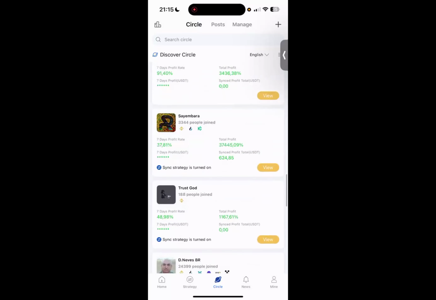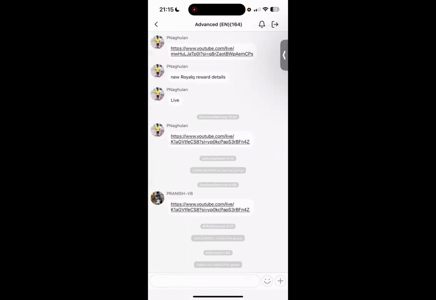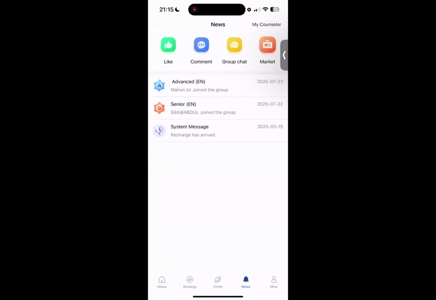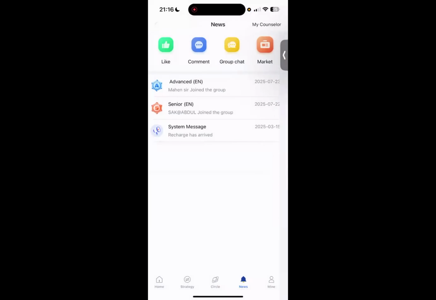And copy traders are also compensated. They get the money from their copy trading. Now, news. This is where you can join depending on the rank that you are on. We have the group chat where you can join. If you are the first level, you join the group. If you're on the second level, middle, the third level, advanced, the fourth level, senior. So you join depending on your rank.